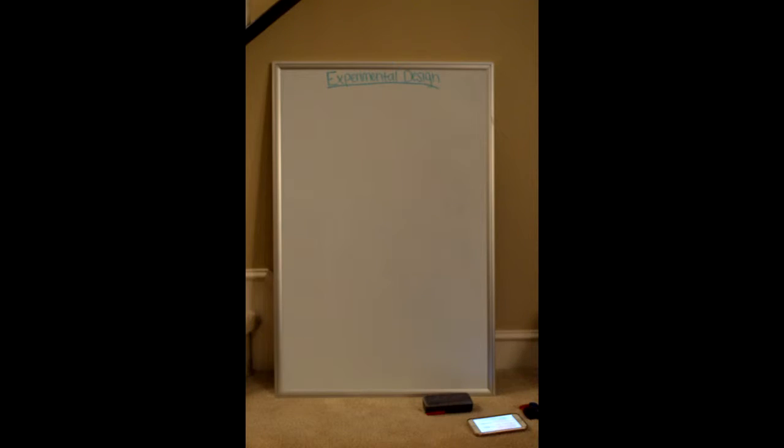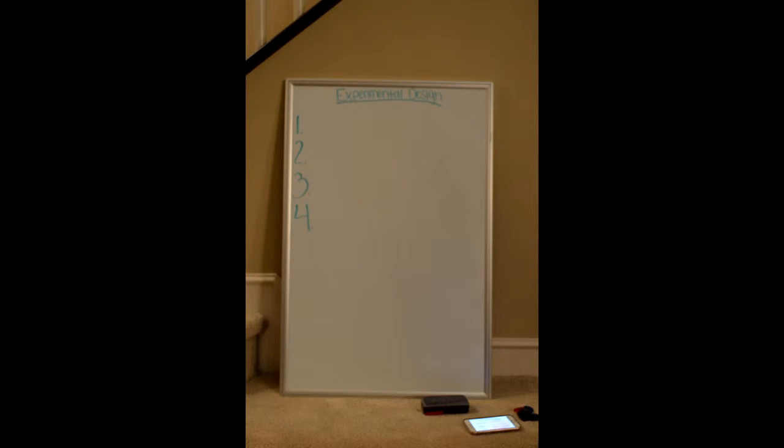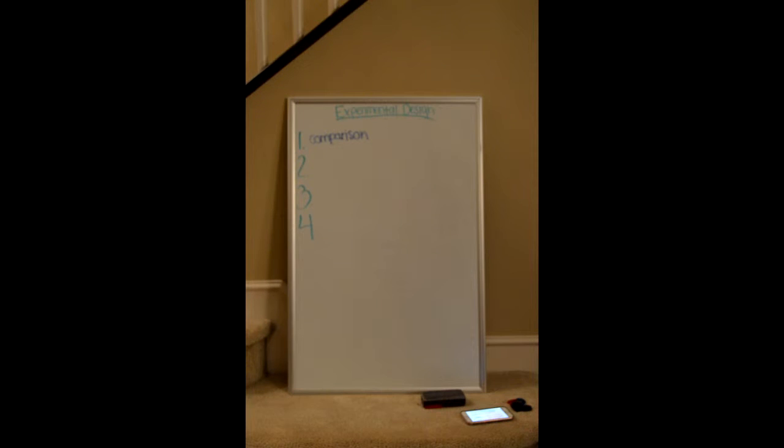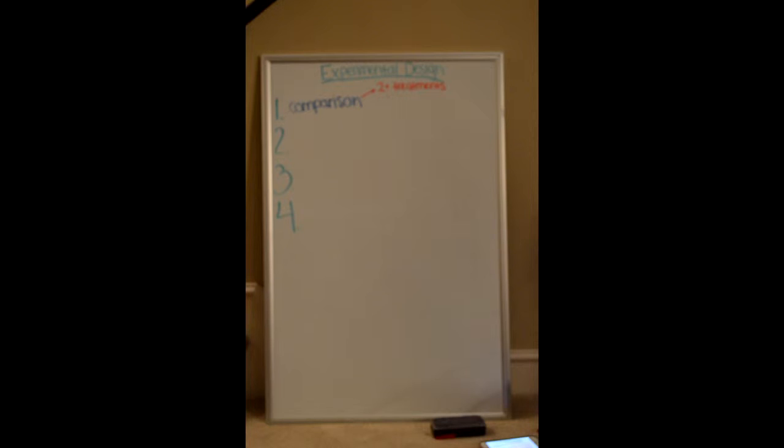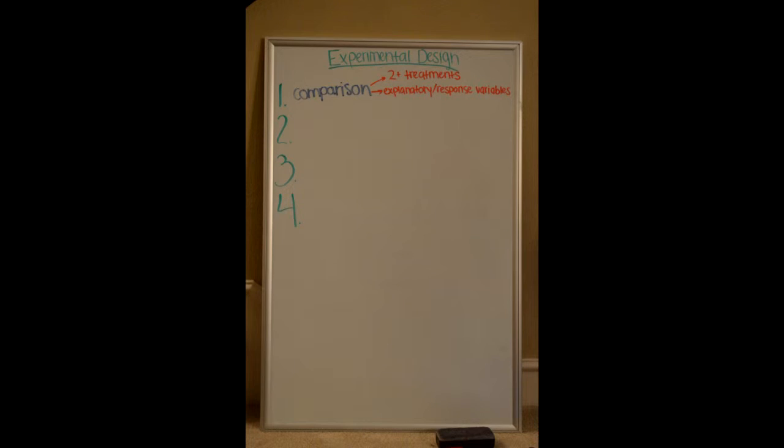This video is about experimental design in AP Statistics. There are four main parts of experimental design that you need to know for the AP exam. The first is comparison. In order to conduct an experiment, you need different treatment groups to compare to each other. Usually, they consist of an explanatory variable, which is considered a control, and a response variable, which is considered the treatment. The explanatory variable is often used to help predict or explain the response variable.